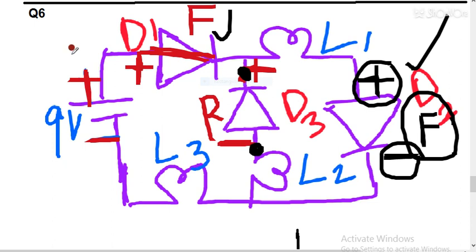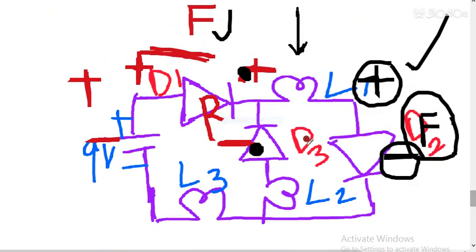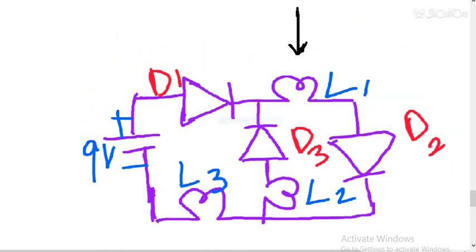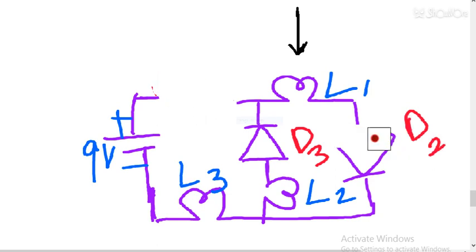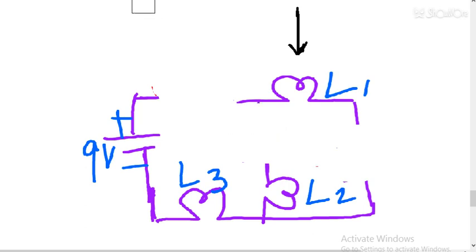Now we have to see its modified diagram. Okay, so I have to take you to its modified diagram. So this is the modified diagram. Now I will draw the modified diagram. So D1 is forward biased and D2 is also forward biased. So two diodes are forward biased now, and D3 was reverse biased. So now see the solution of this question.